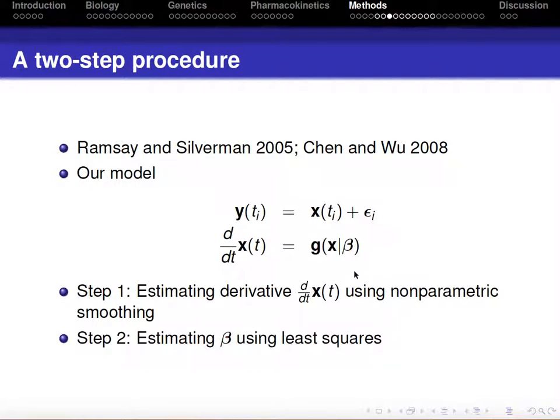Another major disadvantage is that when we want to do this two-step procedure, the first step is to estimate the derivative of x with respect to t using a non-parametric smoothing method. We can do this using smoothing splines if we have discrete data.